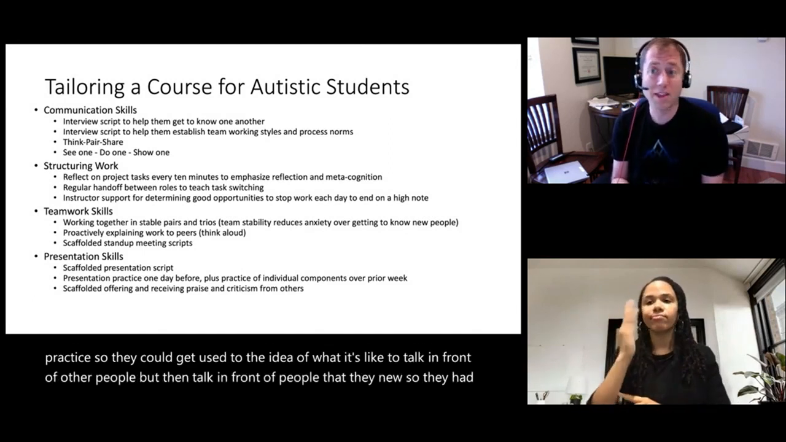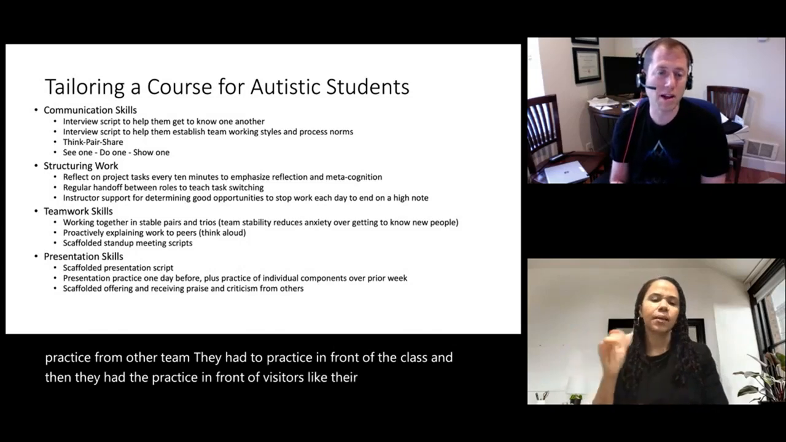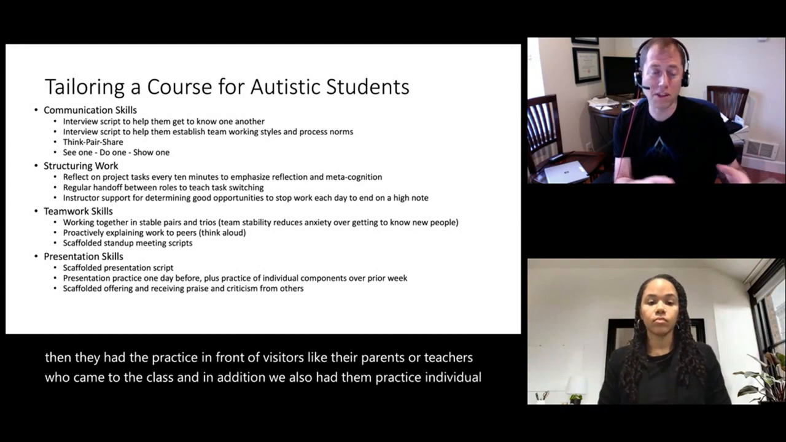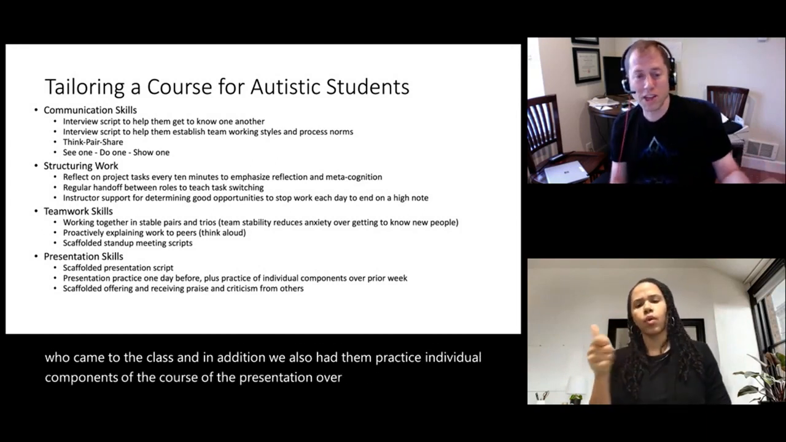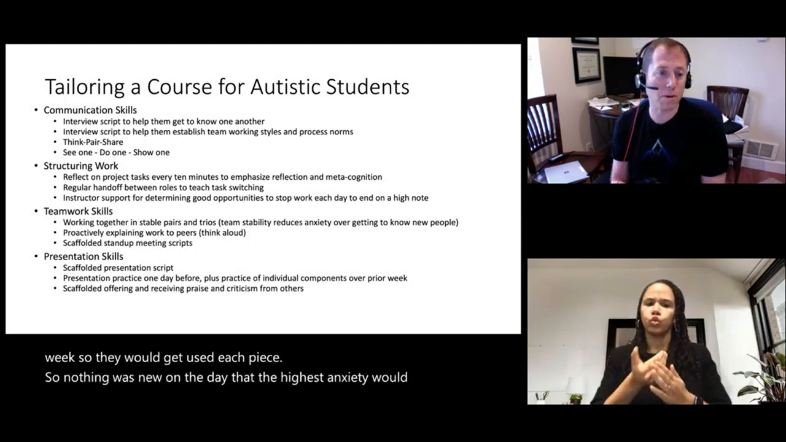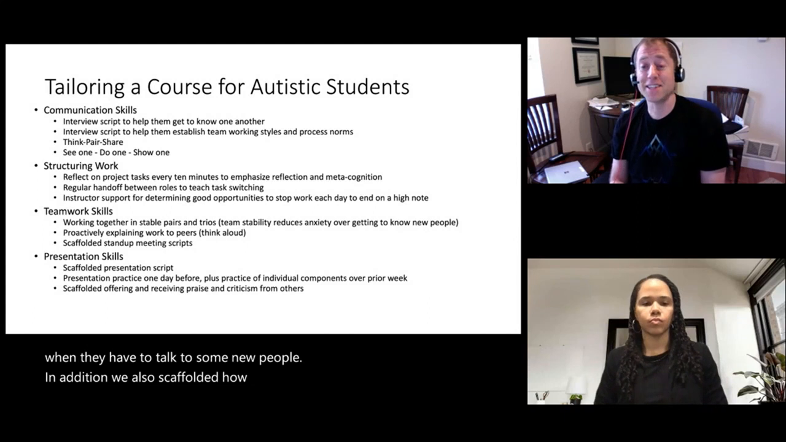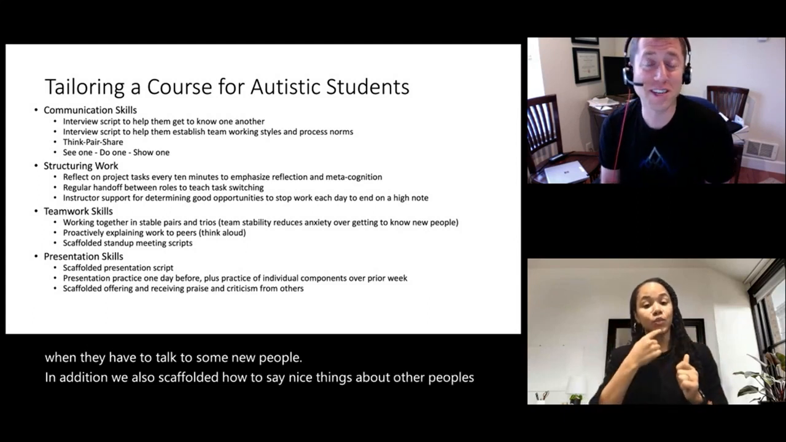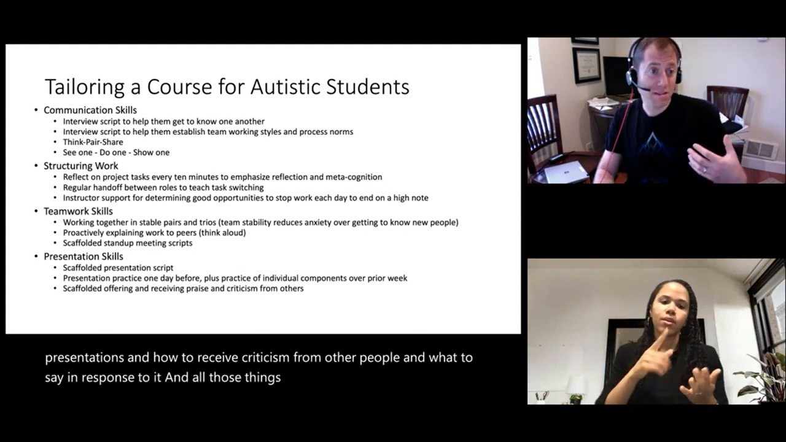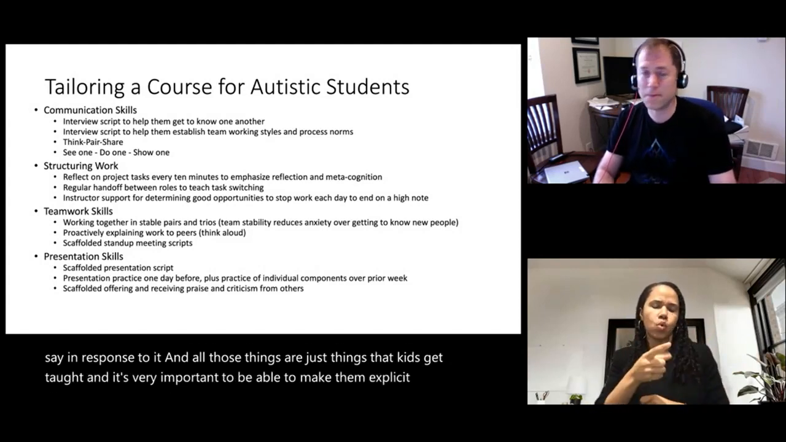So they had to practice in front of their team, they had to practice in front of the class, and then they had to practice in front of visitors like their parents or teachers who came to the class. And in addition, we also had them practice individual components of the presentation over the prior week, so that they would get used to each piece. And so nothing was new on the day that the highest anxiety would be there, when they have to talk to some new people. In addition, we also scaffolded how to say nice things about other people's presentations, and how to receive criticism from other people, and what to say in response to it. And all those things are just things that kids get taught, and it's very important to make them explicit for autistic students to see it.